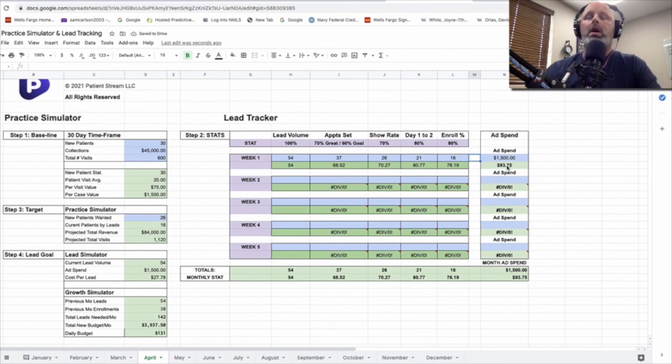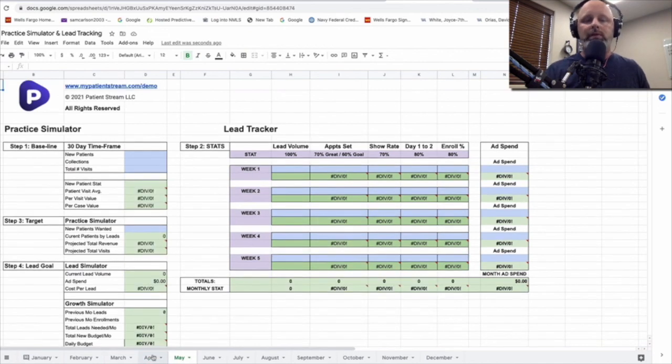But all of a sudden, our math changes. So now it costs us $93 to get a new patient. When we come down to here, instead of, I think it was 171 that we needed before, now we only need 142. And our daily budget adjusts as well. So this is an absolutely cool tool to have, not only to figure out where you're at right now, but to track your progress as you move from month to month. You can see this goes from month to month, and so on and so forth.